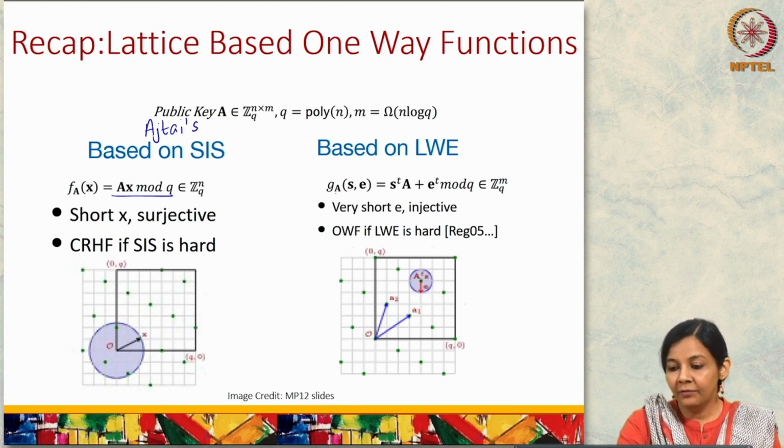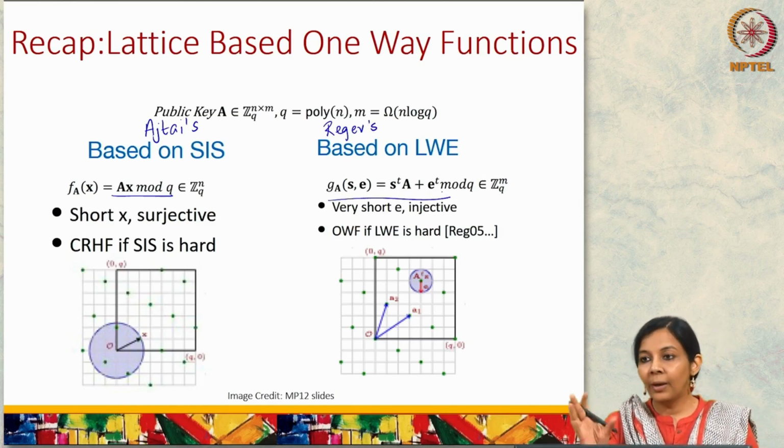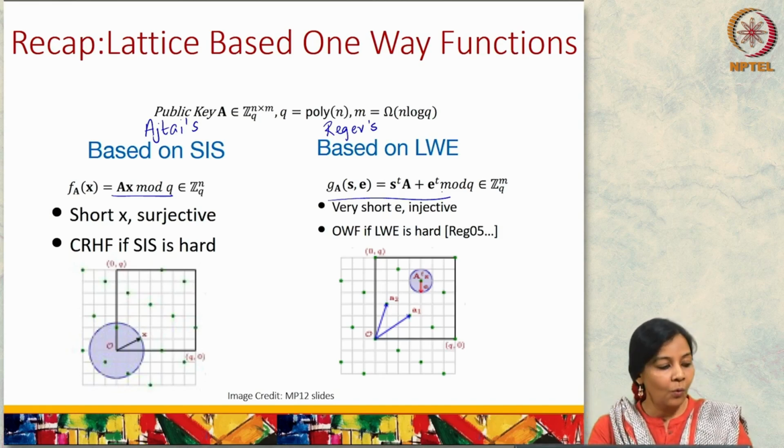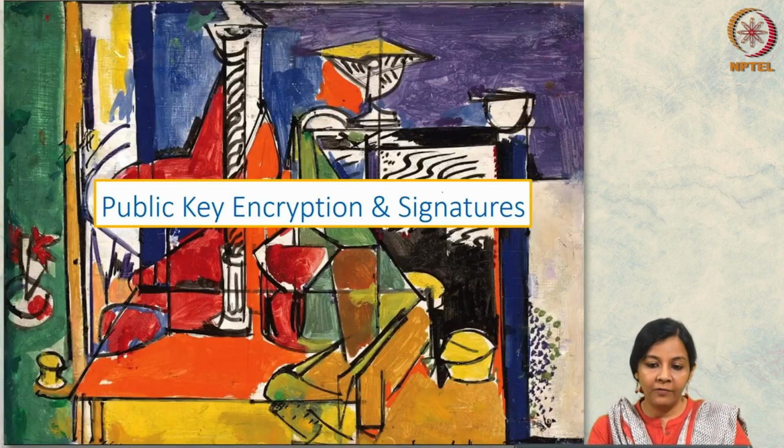And the second function that we have is Regev's. Okay, this is As plus e mod q, where s is multiplied on the short side, it is from the whole space, and e is binary. Okay. So, these are the two one-way functions.